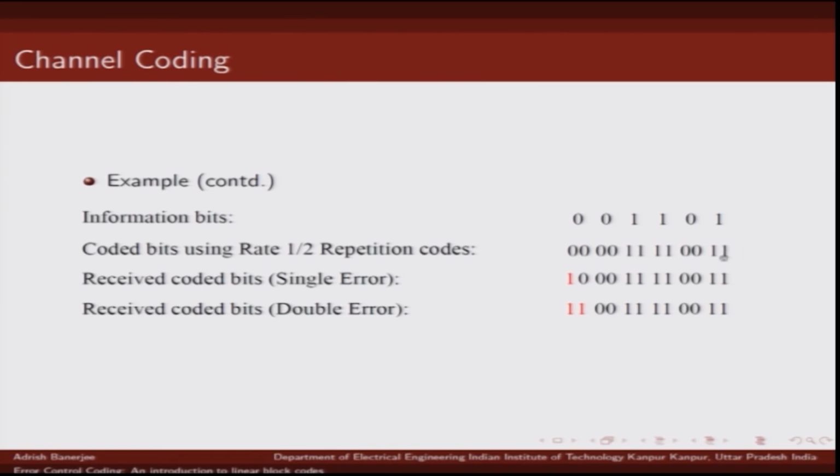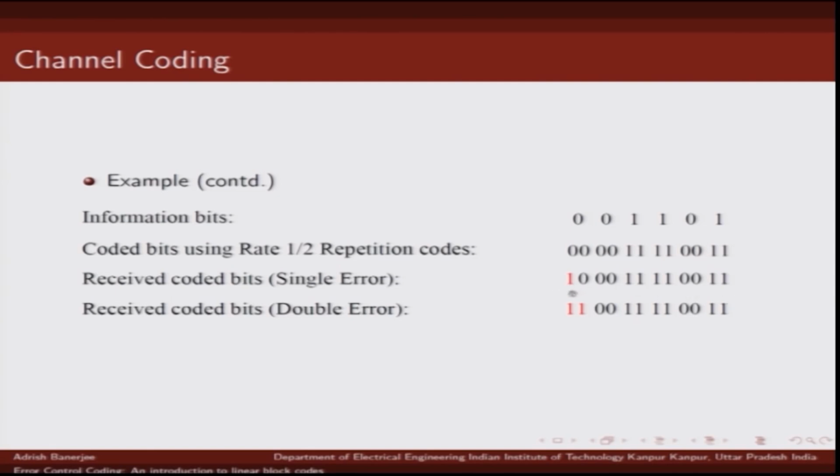Okay. Now, here I have illustrated one case where there is a single error. So, this was the sequence which was transmitted. Think of it as this sequence having been transmitted over a binary symmetric channel, and this is the received sequence I received.